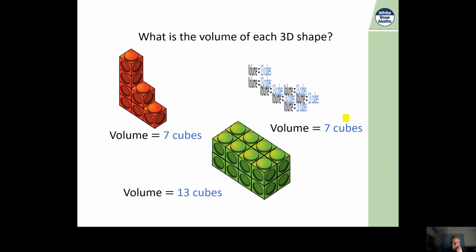Thirteen cubes. Are we sure on this one? They were lighting up along the bottom. But if you look, 1, 2, 3, 4, 5, 6, 7, 8. What do you think?